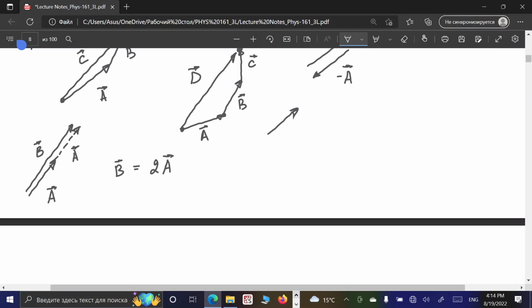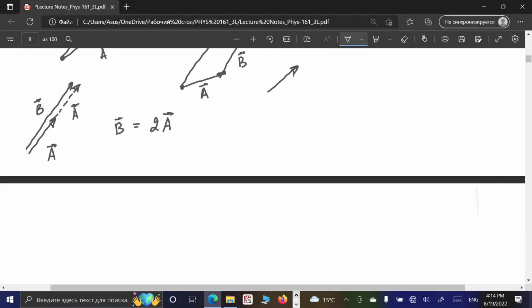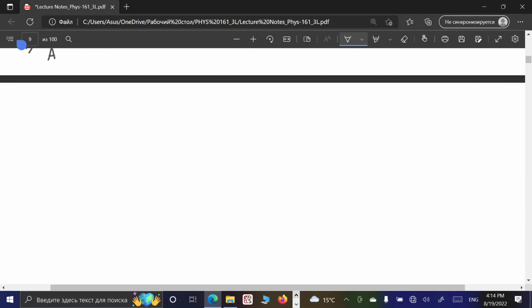Now let us introduce very important vectors, so-called unit vectors. Any suggestions? What is a unit vector? Oh, you already know everything. Good. So let us introduce them. And definition, unit vector is a vector with unit magnitude. It just defines the orientation.